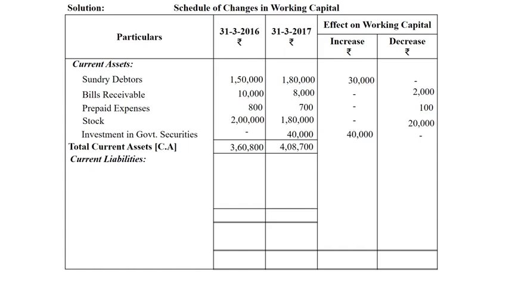Next, take up current liabilities. Write down all current liabilities. Sundry creditors amount 70,000, 80,000. So here increase and decrease reverse. 70,000, 80,000. Increase in current liabilities. I already explained, an increase in current liabilities decreases working capital. Therefore, write 10,000 under the decrease column.